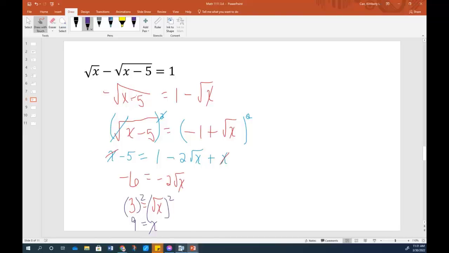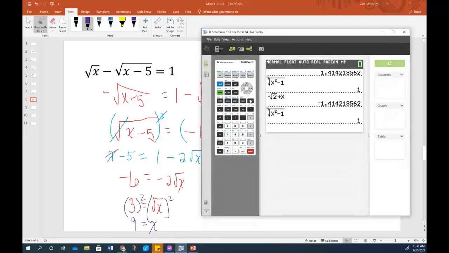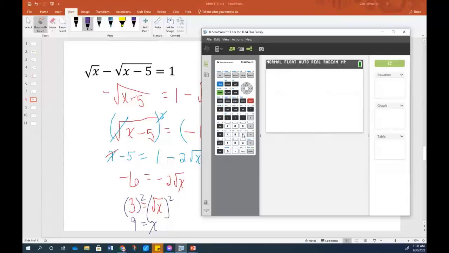So now I want to check it. It's not the only way to check. I don't mind you just plugging it in. I'm just trying to show for those of you that aren't as comfortable with checking it in your head. If you can take 9 and store it into x, now I can type in the left-hand side of the equation. So I end up with the square root of x, minus, and then again the square root of x minus 5, and then enter, and it equals 1. So that checks.